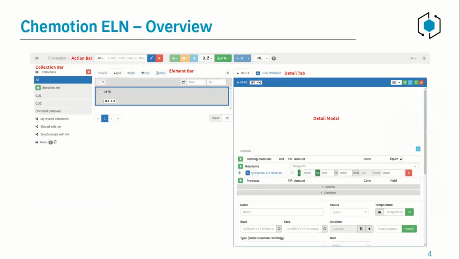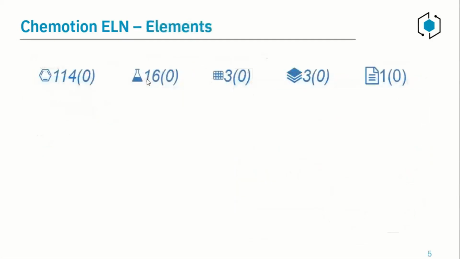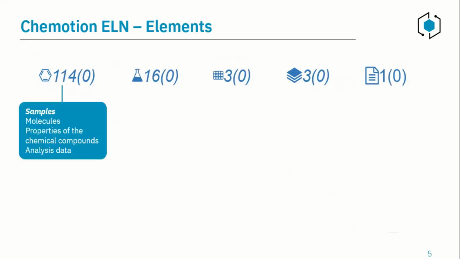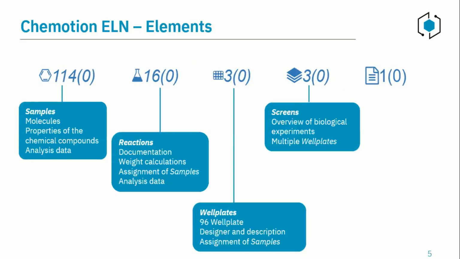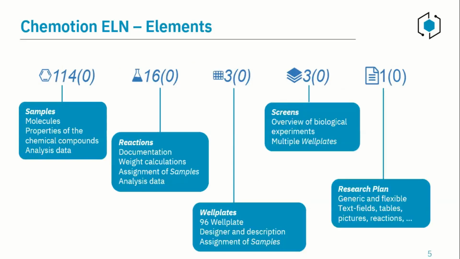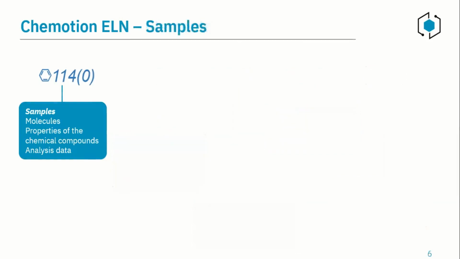For those of you who are familiar with the ELN, this is the general overview in the ELN. When you're in one of your collections, you'll see this overview here with the element bar. When we zoom in a little bit more, you see these 5 pictograms, and these are the 5 element types that are available. These are samples, reactions, well plates, screens, and research plans, and we will go into detail of them now, starting with samples, which is more or less the center of the ELN.